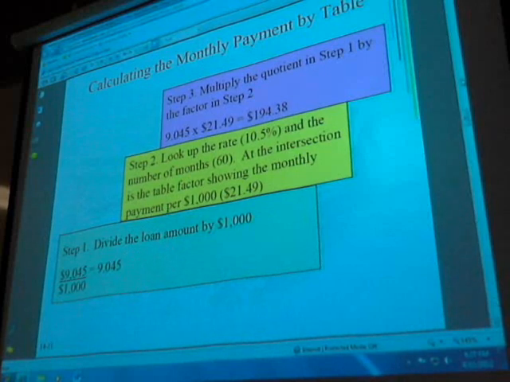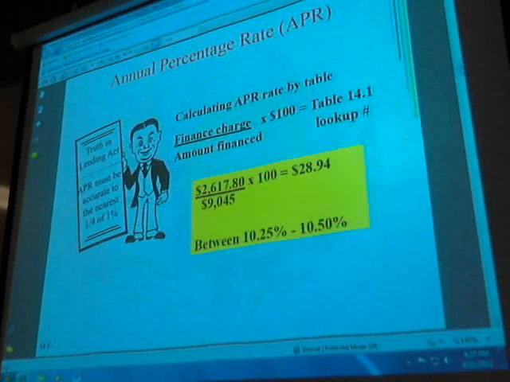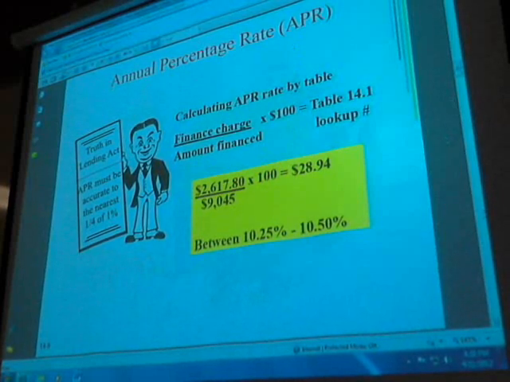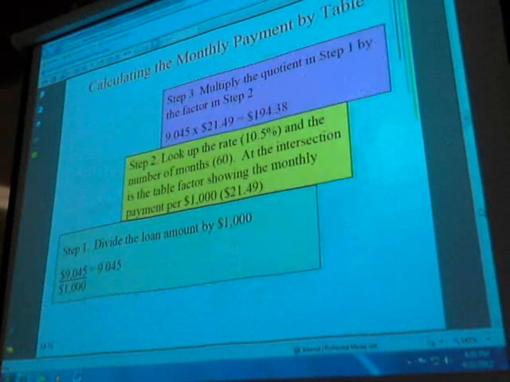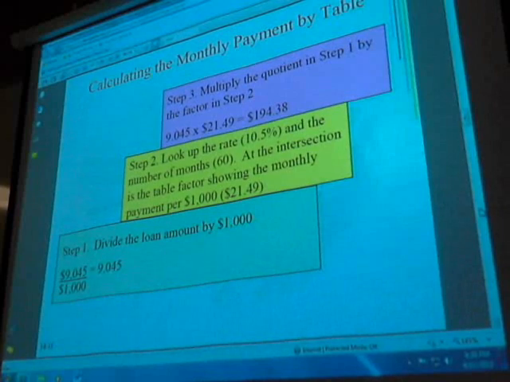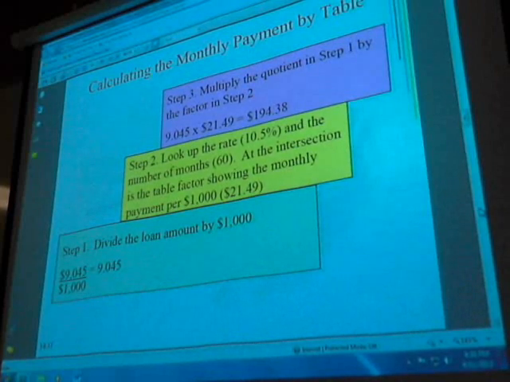Let me go back for a second just to show you. Right here. Whenever you're doing APR, that's whenever you multiply times 100. Whenever you're doing monthly payments, that's whenever you divide by 1,000. So in one of them, you're multiplying by 100. The other one, you're dividing by 1,000. So you don't want to get those two types of problems mixed up. Now, this is pretty simple to do, though.